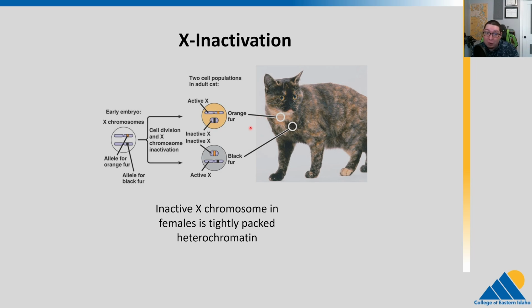But this process is random, so in other cells, the orange might be inactivated and the black might be active, causing black fur patches. So this is an example of where heterochromatin is affecting phenotype. There's no change in the genotype. They're still heterozygous here for the two different alleles, but their phenotype is different based on epigenetic changes. Okay, so that's not too mind-blowing, right?